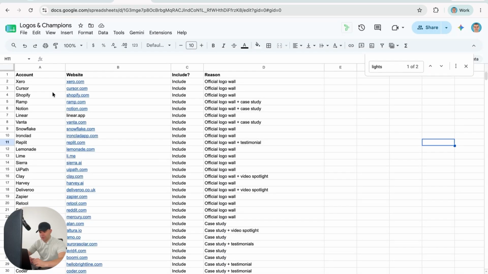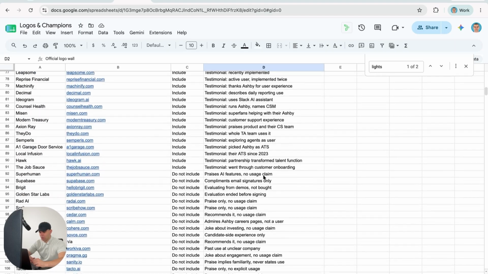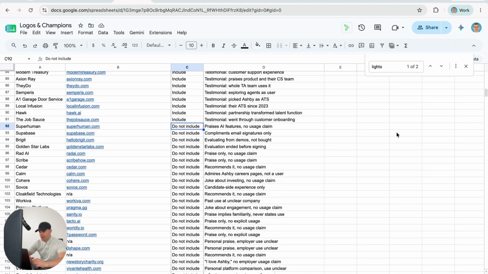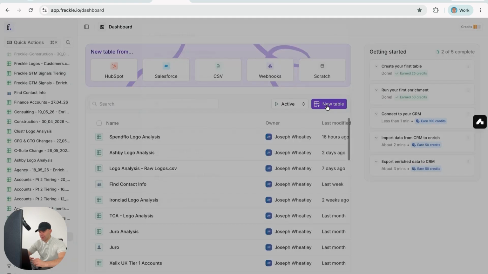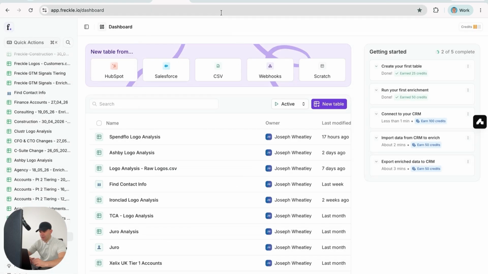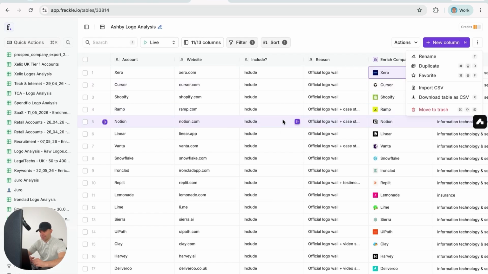We can jot those down in here, find their website. Should we include them? Should we not include them? And then filter out all of the do not includes. Maybe there's not enough evidence that they're actually a customer. We want to have a high confidence in the data we're using. So what we can do is we can export that file. We can upload it into Freckle as a CSV, and we get something like this.